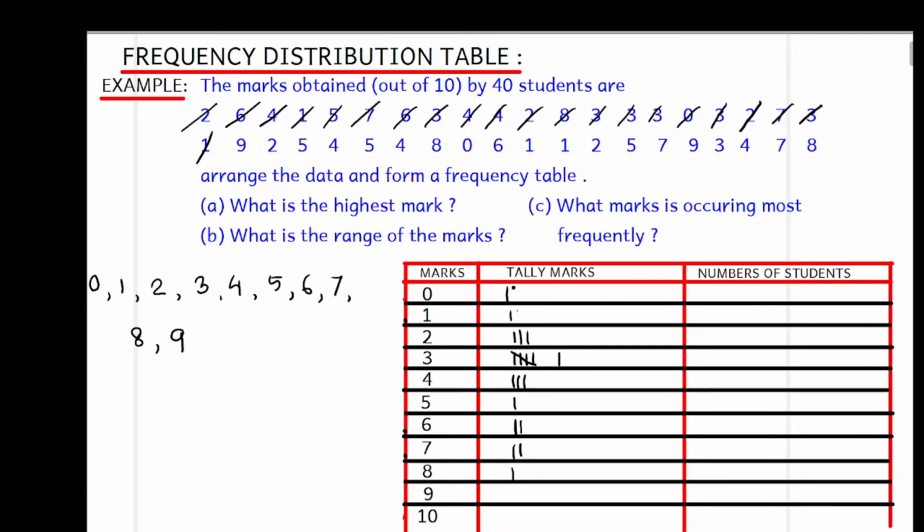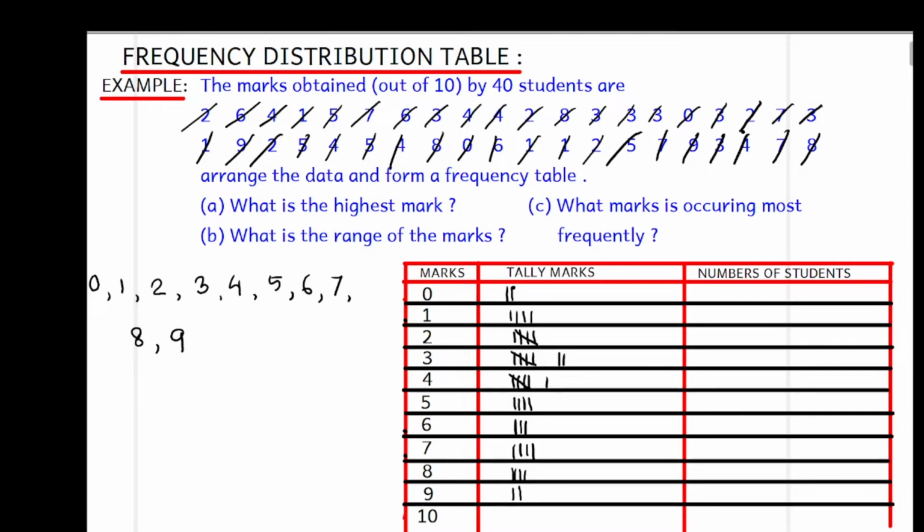1, 9, 2, 5, 4, 5, 4. See, it's repeated 5 times. 8, 0, 6, 1, 1, 2, 5, 7, 9, 3, 4, 7, 8.